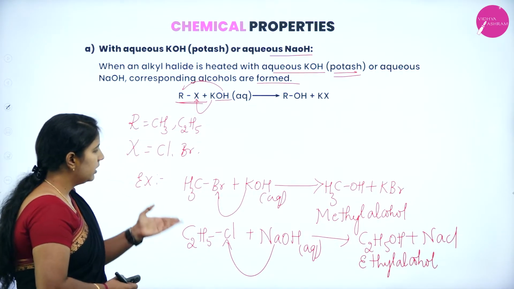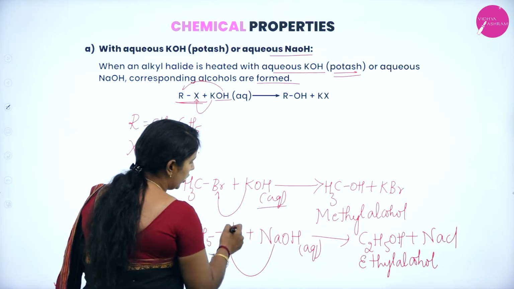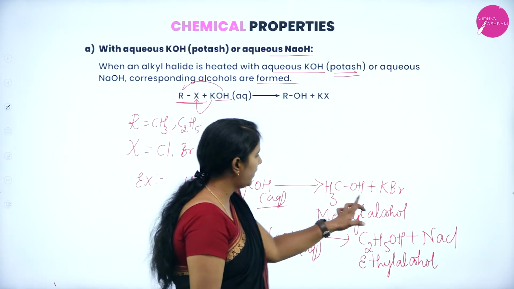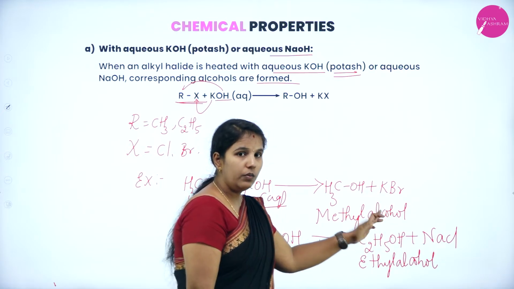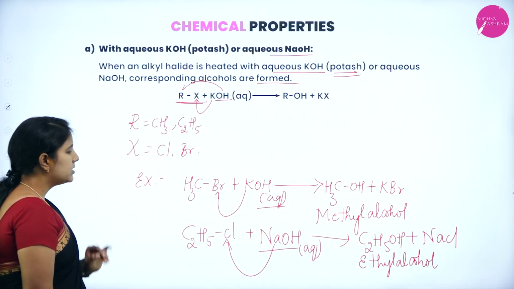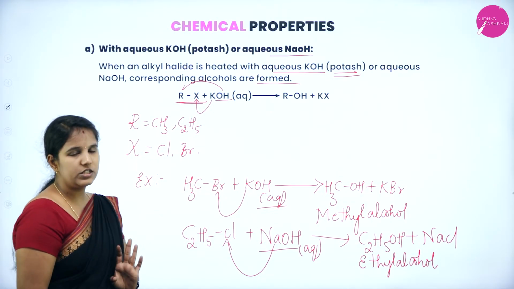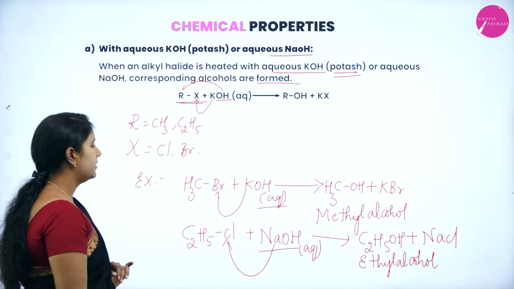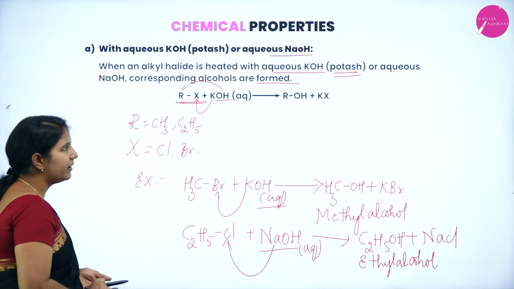This is how, by considering aqueous KOH or aqueous NaOH, remember with aqueous KOH we have to write KBr, and with aqueous NaOH, you have to write NaCl. Just by exchanging the halogen or the R group, we can rewrite the reaction by taking plenty of examples.